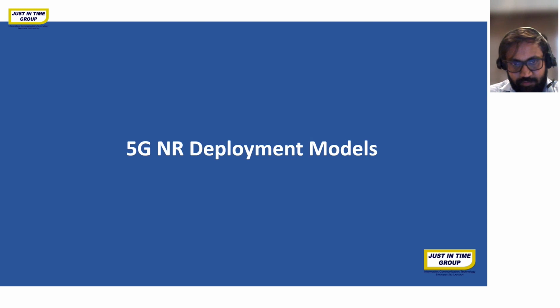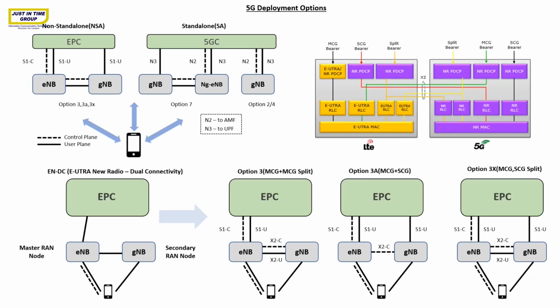So we will get into 5G new radio deployments, how we can do 5G new radio deployments. There are 7 options in deploying 5G new radio infrastructure. There are 2 main mechanisms that we can deploy 5G new radio. One is non-standalone, and another one is called standalone.